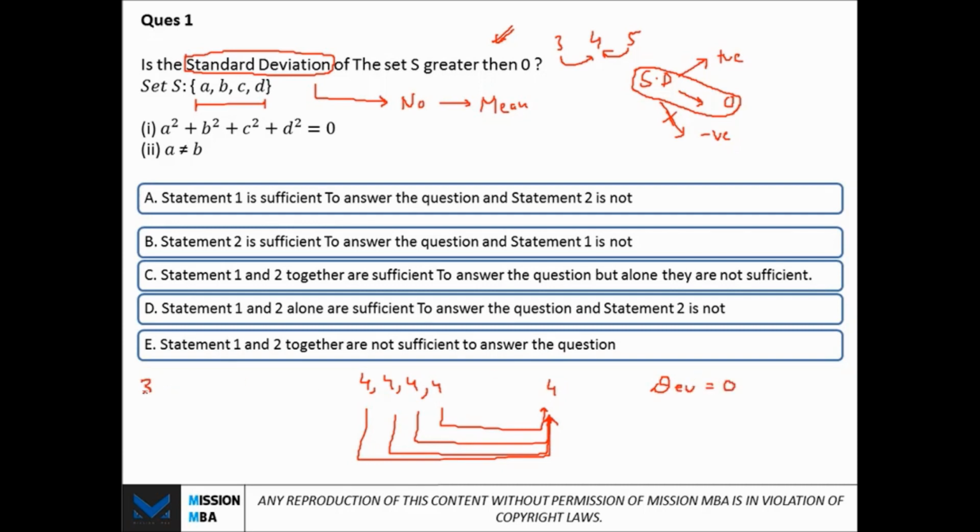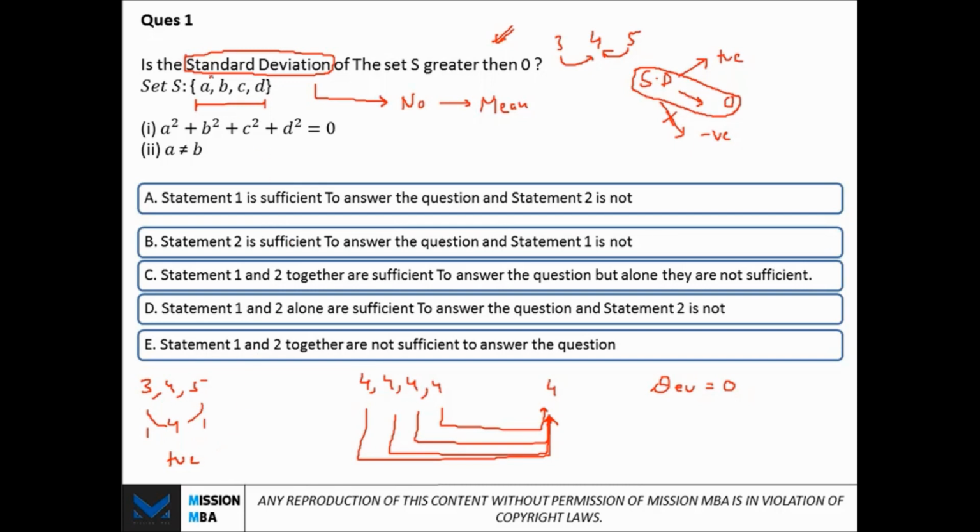But if you have numbers like 3, 4, 5, the mean becomes 4. This is deviated by 1, and this is deviated by 1. You don't say this is by minus 1 and this is by 1 and hence it is 0. No, the numbers are deviated. You cannot say the deviation is 0. The deviation is there, so in this case, deviation is positive. But there is no case when deviation is negative.